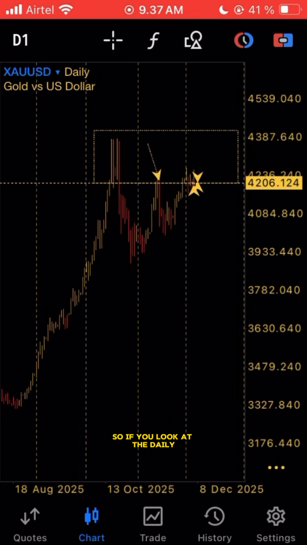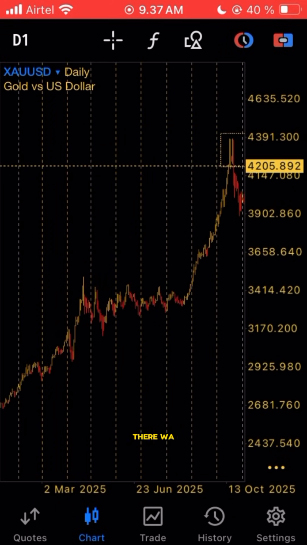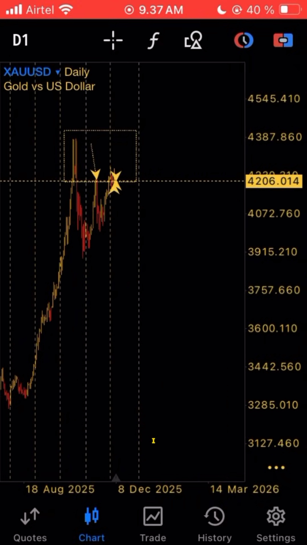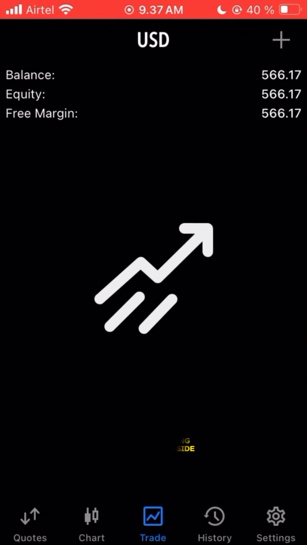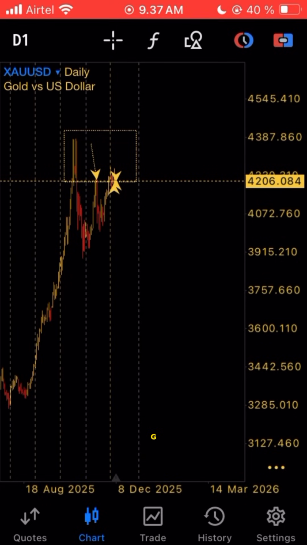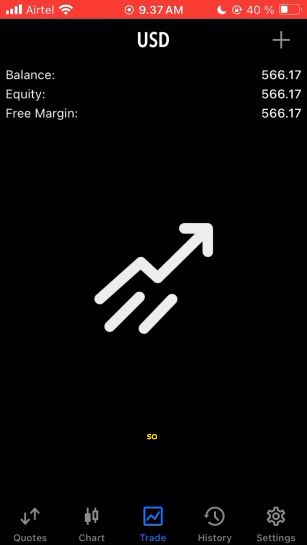If you look at the daily time frame, there was a fake out. Gold has been moving in a very strong way to the upside, and now gold has given us a time to sell. So it's going to sell hard. Gold is going to sell hard. This is what I really want to show you guys. It's a very key note. For those of you in the VIP, you know what we do.